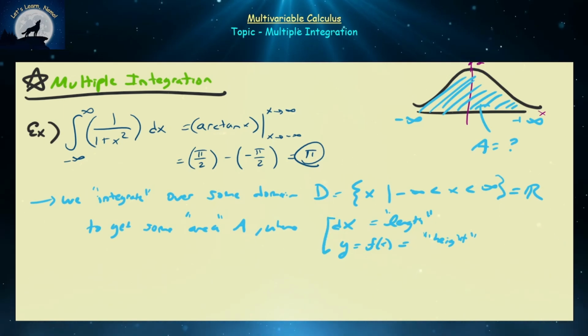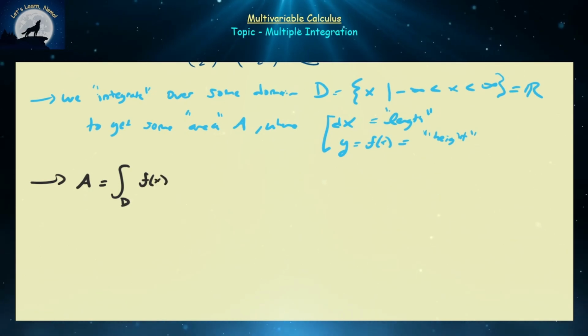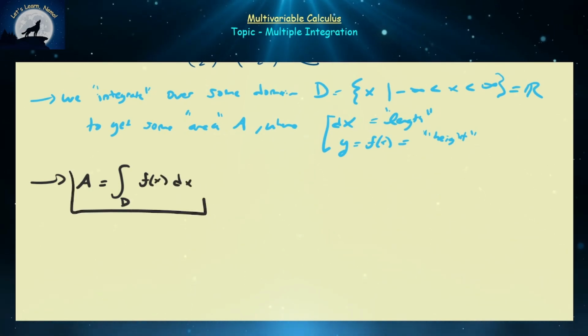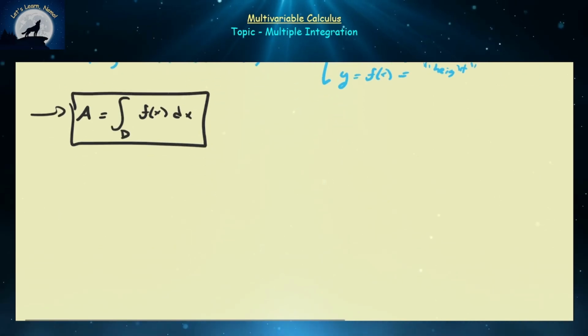And this is obviously motivated from the construction of the Riemann integral using Riemann sums. Therefore, we can write our integral as A is equal to the integral over domain D of f of x dx. Right, so this is our one-dimensional integral from single variable calculus.